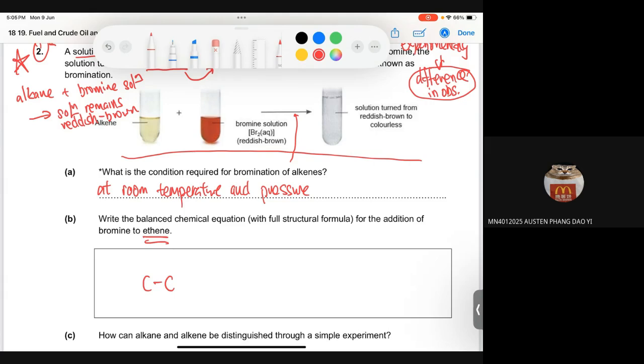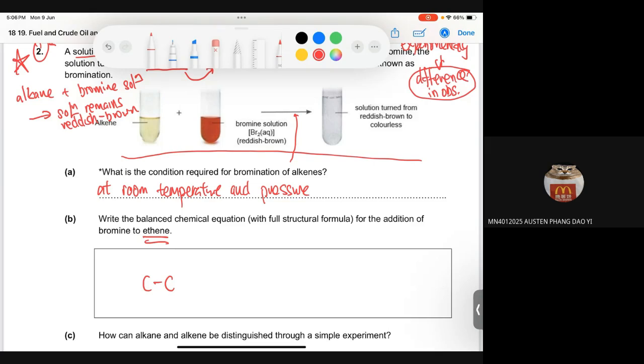Wait, so there's only one carbon, right? I want ethene. Then how? Are you asking me to draw it? No, you draw a single bond, then it's wrong. So how to draw ethene? For ethene you need a double bond.